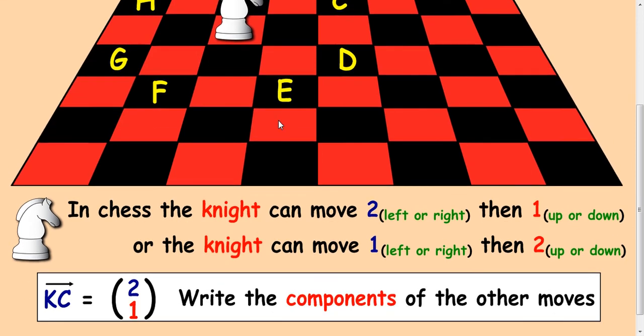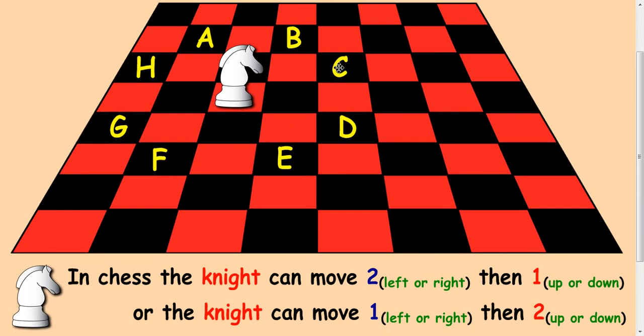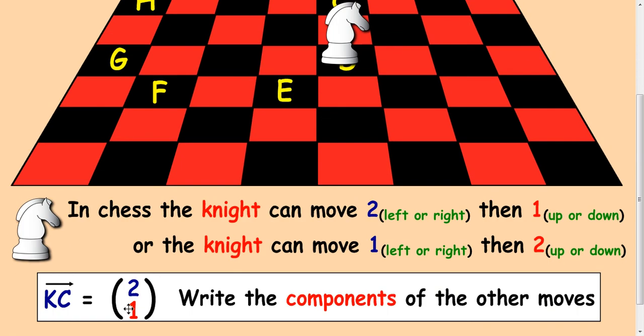And we can write these in component form. So K to C, I've done this one here, it's 2 along and 1 up. And if we wanted to go to F, that would be (-1, -2). So KF would be -1 and -2. And G would be (-2, -1). If you wanted to go to D, you would do 2 along, -1. So 2 at the top and a -1 this time.